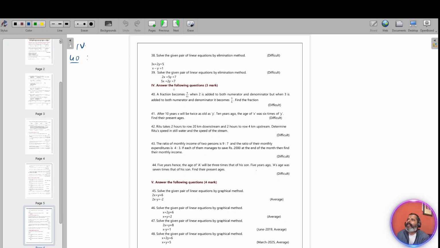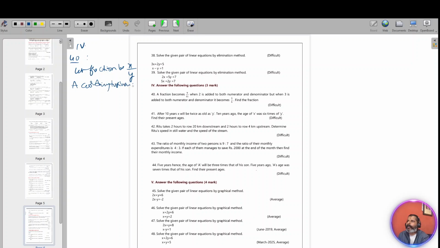Let's see. A fraction becomes 9 by 11 when 2 is added to both numerator and denominator, but when 3 is added to both numerator and denominator, it becomes 5 by 6. Find the fraction. Since we don't know the fraction, we say let the fraction be x by y.